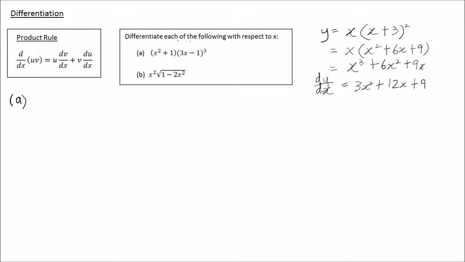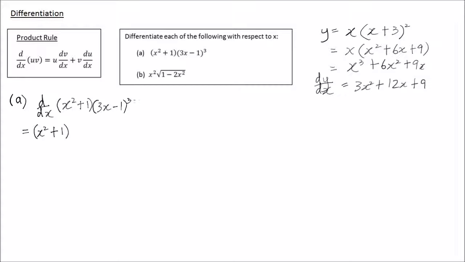We are asked to differentiate each of the following with respect to x. We can write this as d dx followed by the two functions. Now applying the formula, first leave the first function alone, just copy it down. Now differentiate the second function using the chain rule.